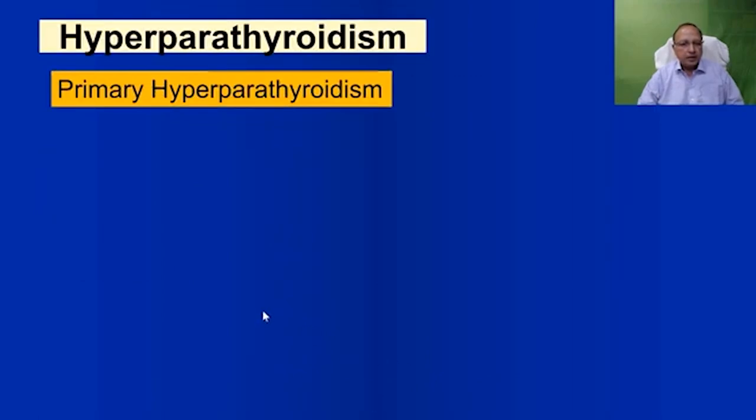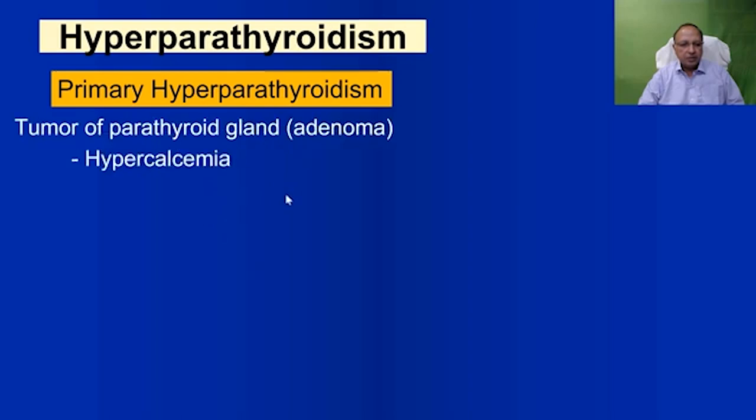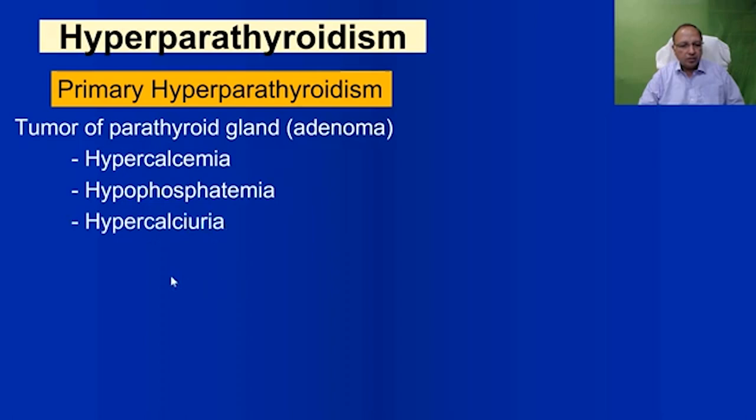Coming to the applied aspects, hyperparathyroidism is an increase in the parathormone level within the blood. Number one, the cause can be primary hyperparathyroidism. That means the parathyroid gland itself has the pathophysiology due to which it is causing an increased release of parathormone. It can occur when there is a tumor, for example an adenoma, that will lead to hypercalcemia and also an increased loss of phosphate, leading to hypophosphatemia. But there will also be accompanying hypercalciuria, not hypocalciuria. It is primarily because there is too much release of parathormone.